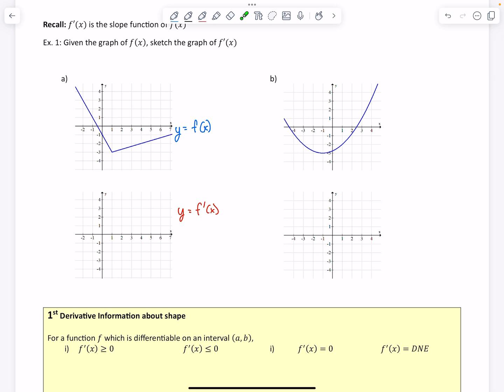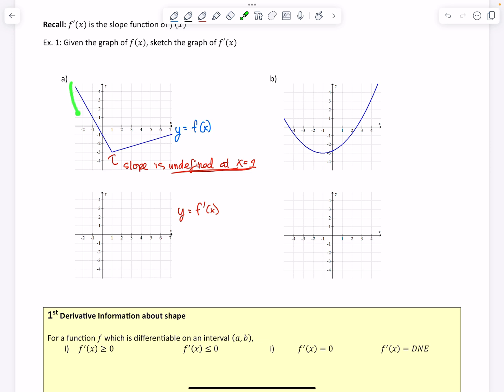Notice that there is a special point on this graph, this point, where we have a corner, and at this corner there's no way to identify the slope. So the slope here is undefined. Keep that in mind.